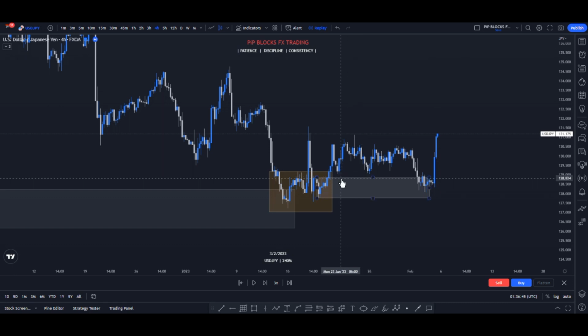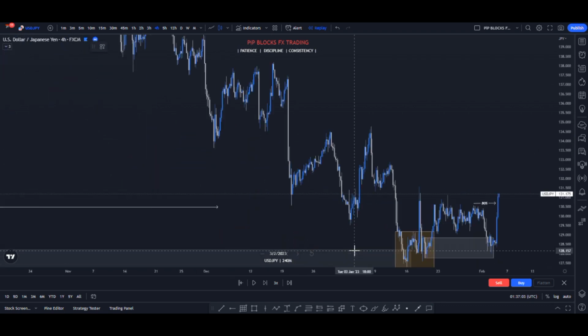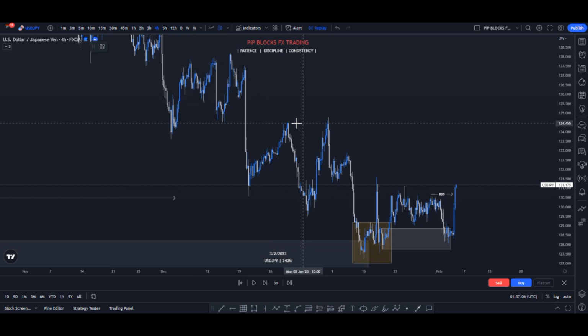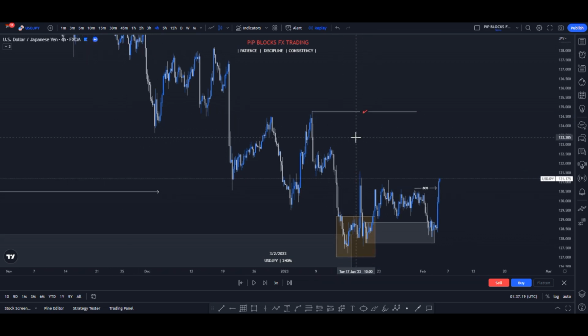So we had the market coming to tap into some demand. Then what? The market gave us a break of structure. So right here, we had a break of structure. And then looking at this place, one thing I had here, we had relative equal highs, but then I just decided to mark it as liquidity. I'm expecting the market to sweep out this liquidity. So that's what I'm expecting.